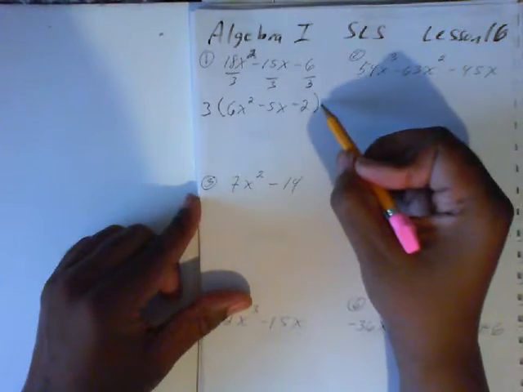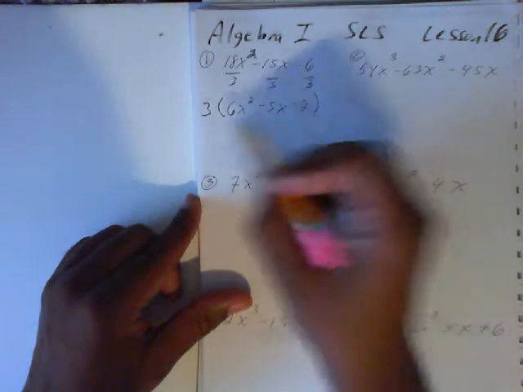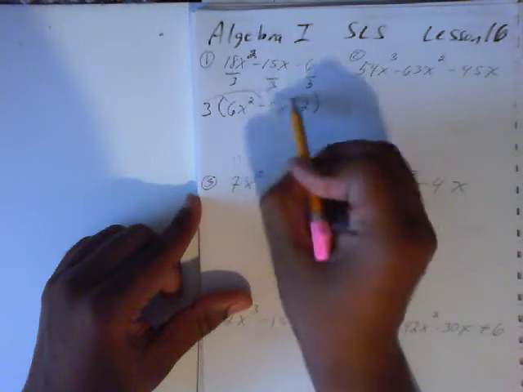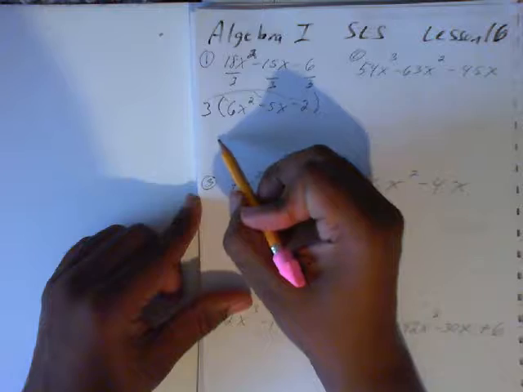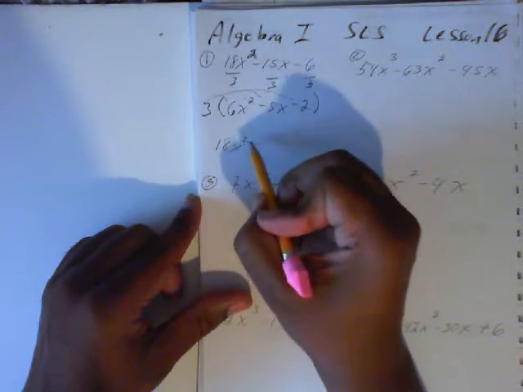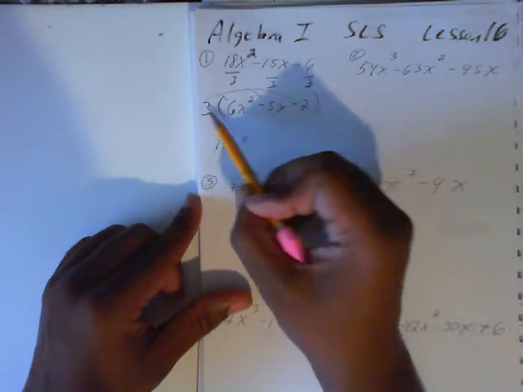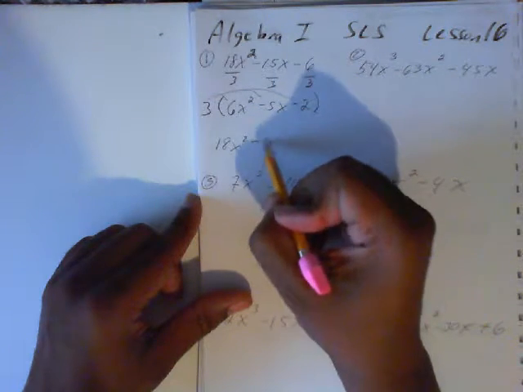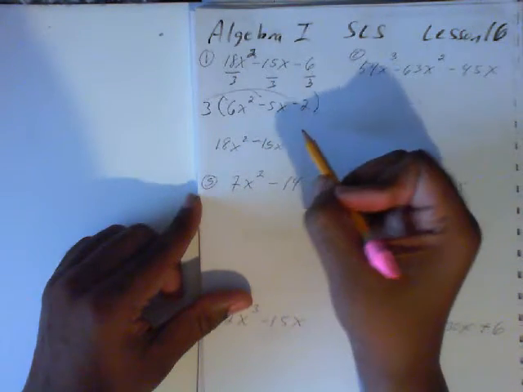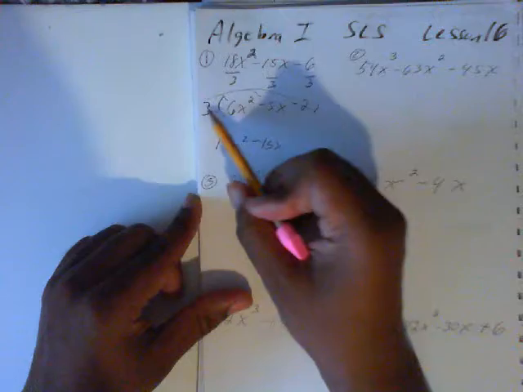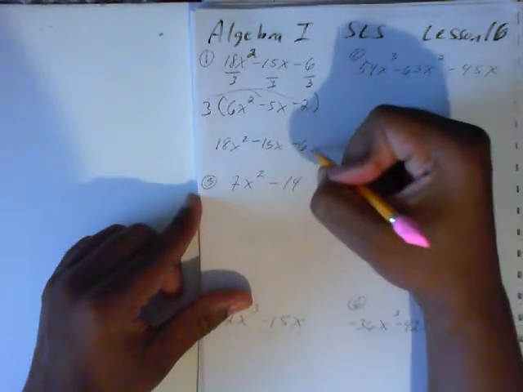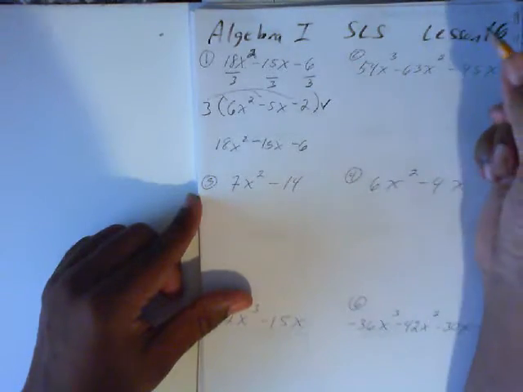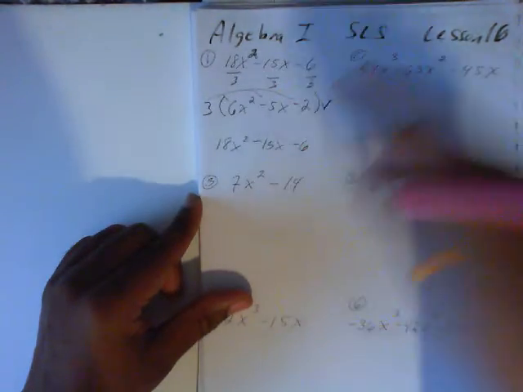Now, to check and see if this is correct, we can use distributive property with the 3. So 3 times 6x to the second power will give us 18x to the second power. That matches the original. 3 times negative 5x is negative 15x. That does match the original. And 3 times negative 2 gives us negative 6, and that does match the original. So this checks out. Our factoring was correct.